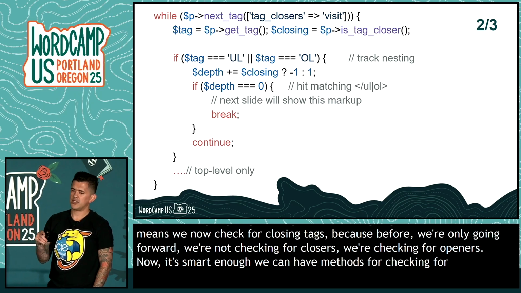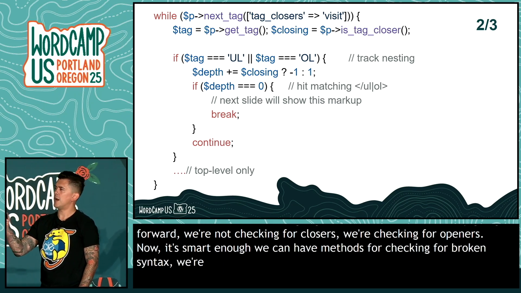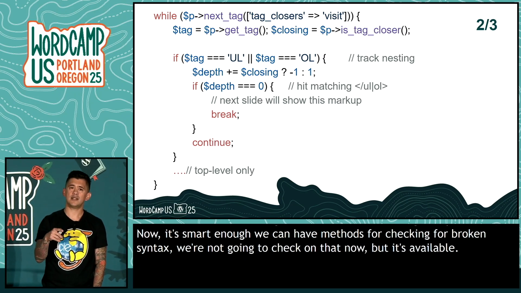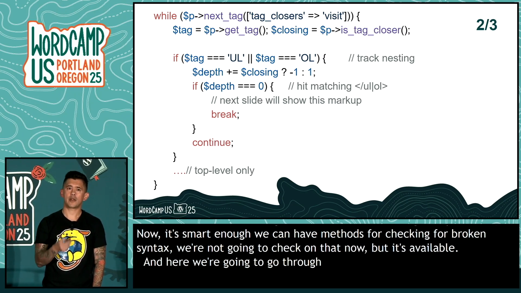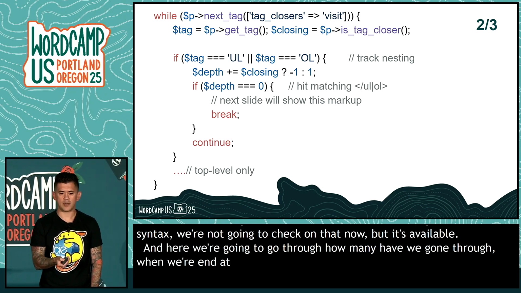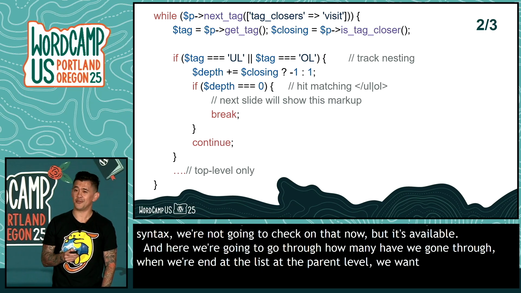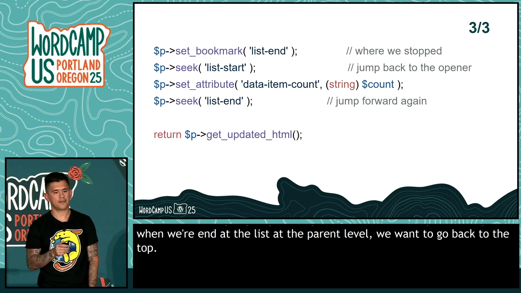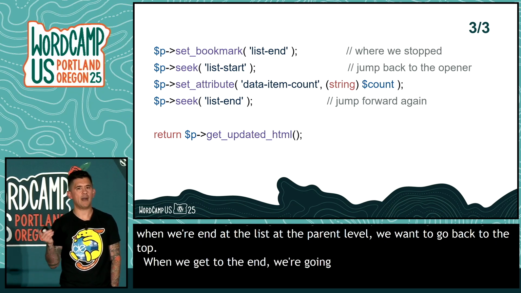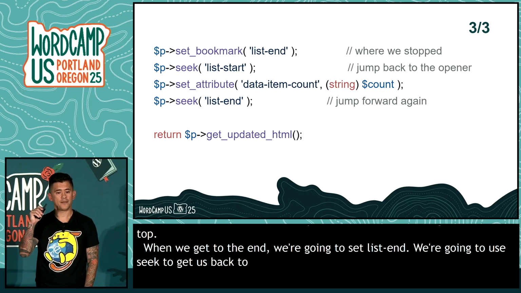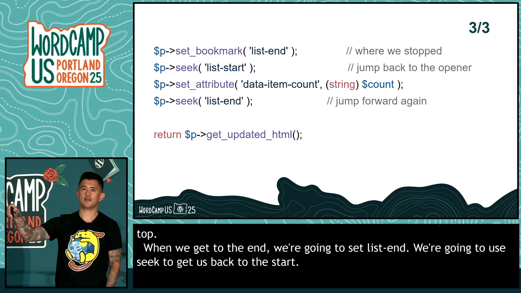And here, we're checking how many have we gone through, and are we at the end? Because when we're at the end of the list in the parent level, we want to go back to the top. In the next slide, we're going to go through what's going on in that little markup; the next slide will show the markup. When we get to the end, we're going to set list end. We're going to use seek to get us back to the start. So now we're at the ordered list or unordered list, remember? Now we're going to add that data count attribute.